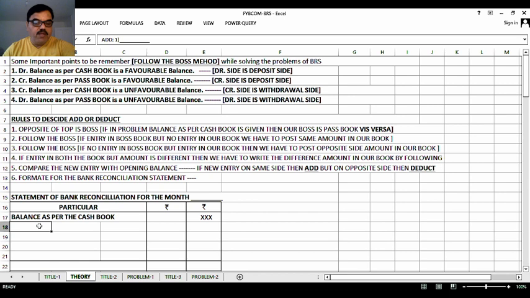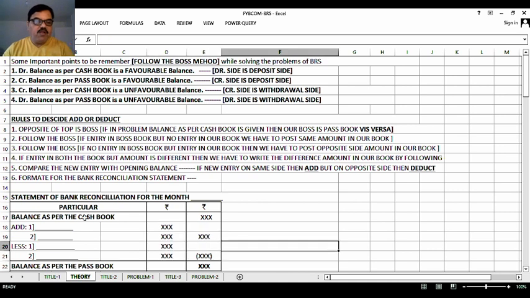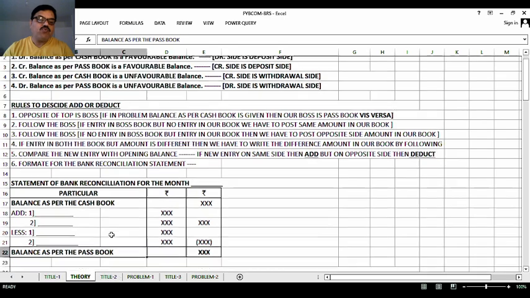Then some items should be added and some items will be deducted. Whatever balance we get, we will get it as the opposite side balance. That means on top, suppose the cash book is there, then here we will get the passbook. That's why I said opposite of the top. Here the top is given as cash book, so our boss is the passbook.